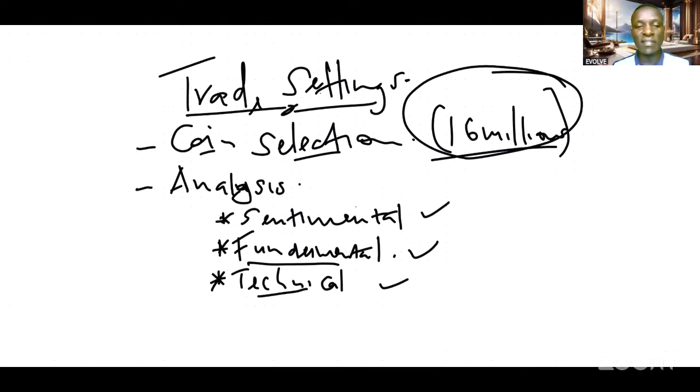How many of us have done that and have made a profit here? Give me a yes if you are in this class. If you have been able to set a trade and successfully made profit without doing the sentimental, fundamental, and technical analysis, give me a yes in the chat. Just give me a one.